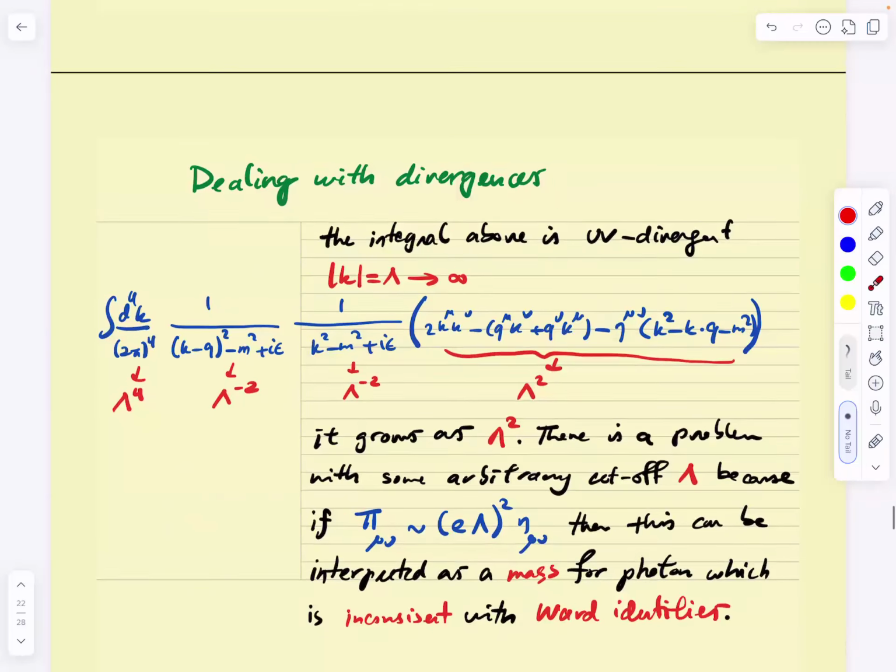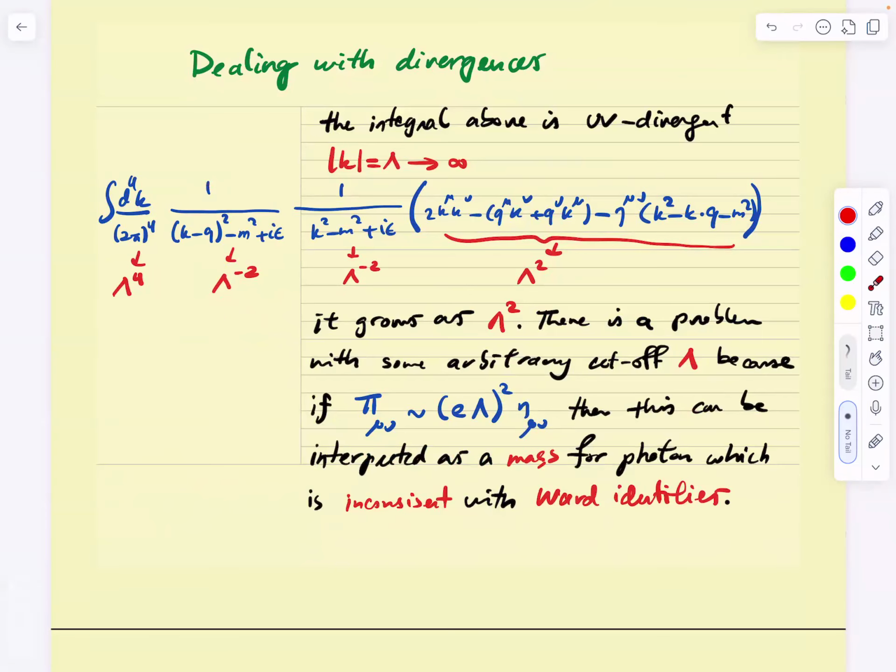All right. Let's see the divergent structure of this. If you do a sharp momentum cutoff, let's say, first we do Wick rotation, so we go to Euclidean k. And we do a sharp momentum cutoff, an energy cutoff in Euclidean space, lambda. This goes like lambda to the power 4. This goes like 1 over lambda squared, 1 over lambda squared. This goes like lambda squared. Is that clear?